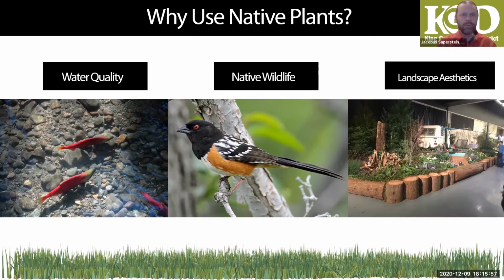So, why do we use native plants? As you may already know, if you're already here and you live in the Northwest, water quality is a huge issue for our salmon, and there's nothing better than native plants along the streams and banks of our aquatic areas. Salmon and a whole host of organisms that the salmon depend on and the water quality depends on really need cold, clear water.